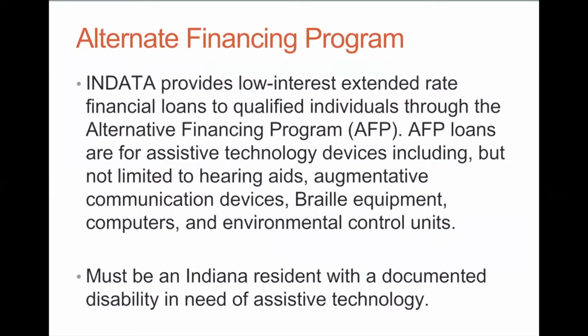We also have the alternative financing program. The alternative financing program, as I said earlier, a lot of assistive technology can be very expensive. Some folks don't have any funding source in order to purchase things. So maybe they're not going through the VA or the vocational rehabilitation system, but they do still need something. So the alternative financing program, we partnered with Star Financial Bank, and it is a loan. So the individual would have to pay it back. The person must be an Indiana resident with a documented disability in need of assistive technology. The money does have to be spent on assistive technology.